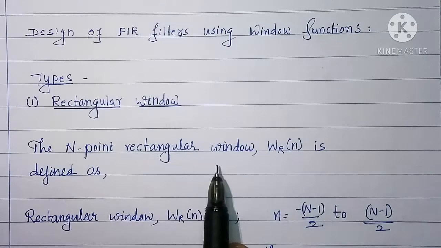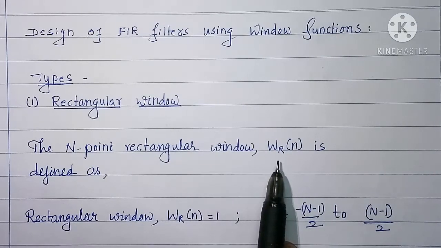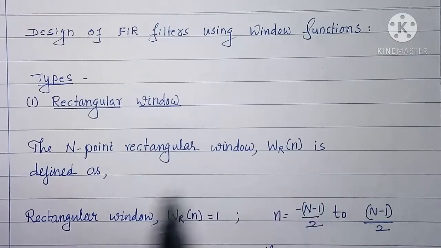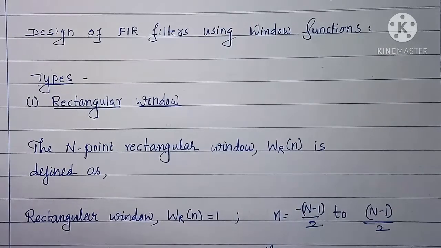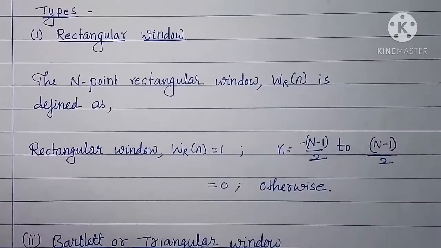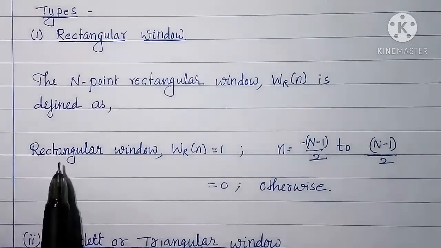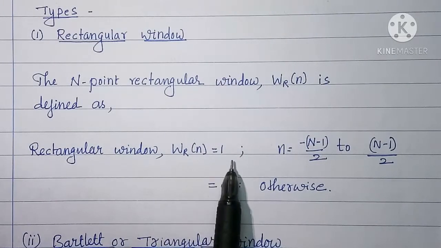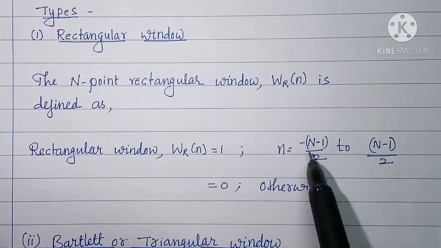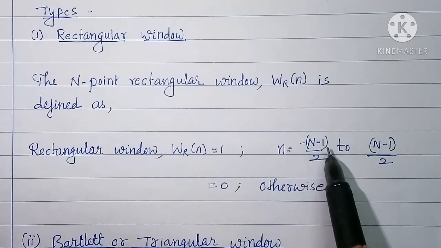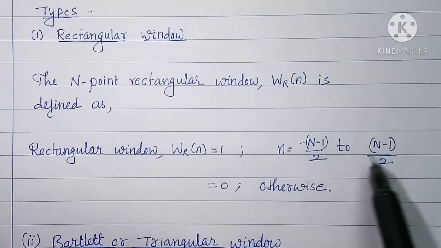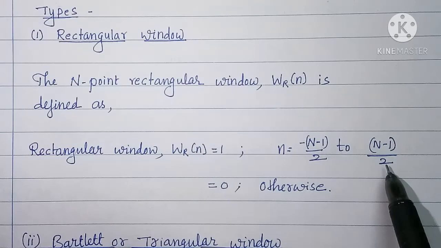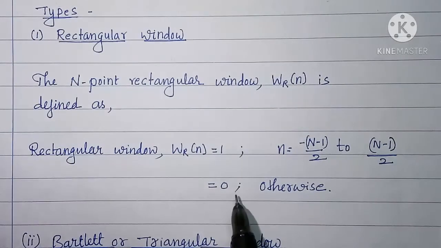The N-point rectangular window WR of n is defined as WR of n equal to 1 for n varying from minus of (N minus 1) by 2 to plus (N minus 1) by 2, equal to 0 otherwise.